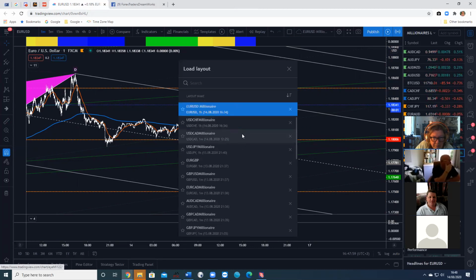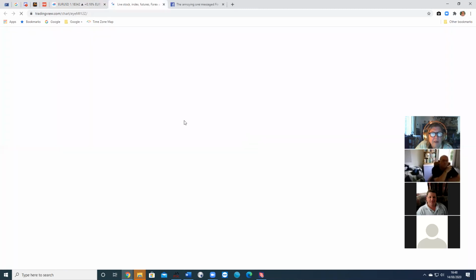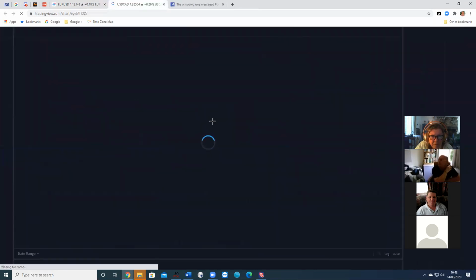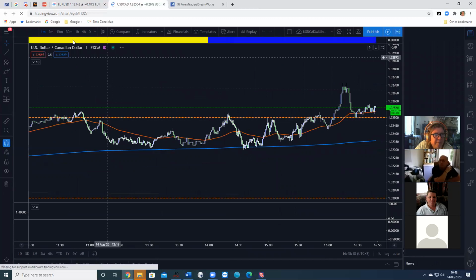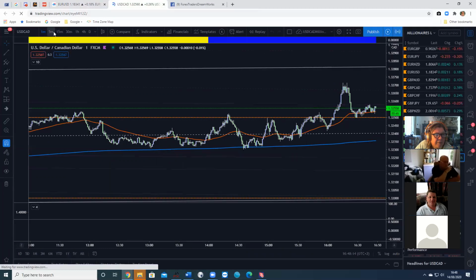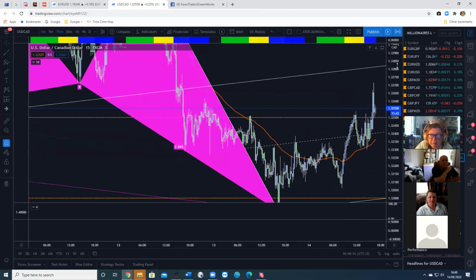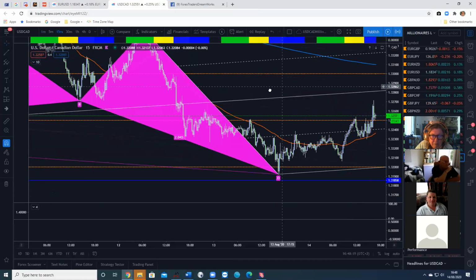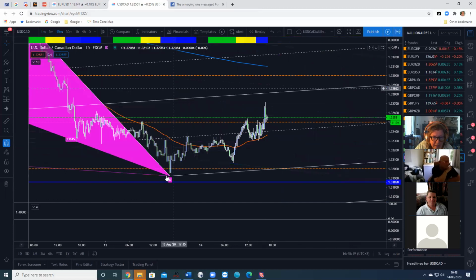I can remember USD CAD. I know Connor had a very good GJ trade, and I don't know if I've got that one. Let's have a look on the 15 minutes. So USD CAD gave us what last week? It gave us, 13th of August, yesterday, a break and a retest back to the pitchfork or quarter theory. It's rejected off an old pitchfork there perfectly.